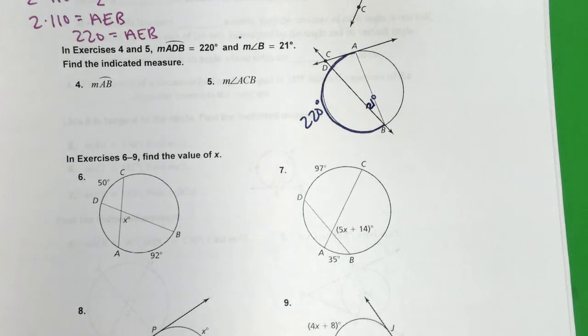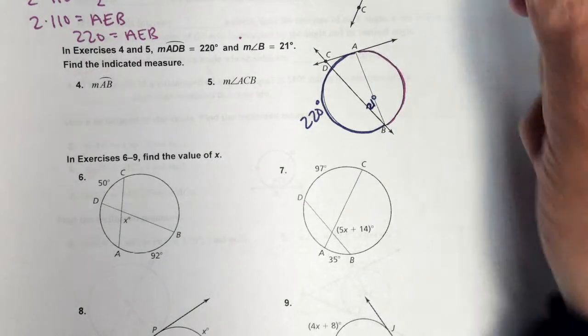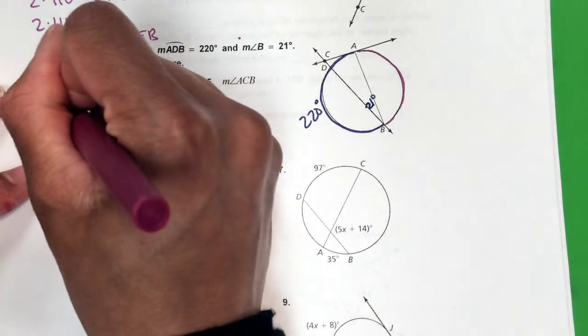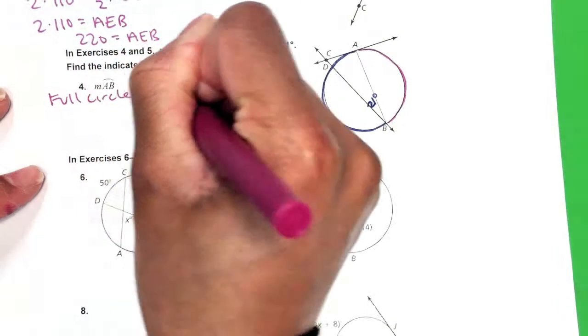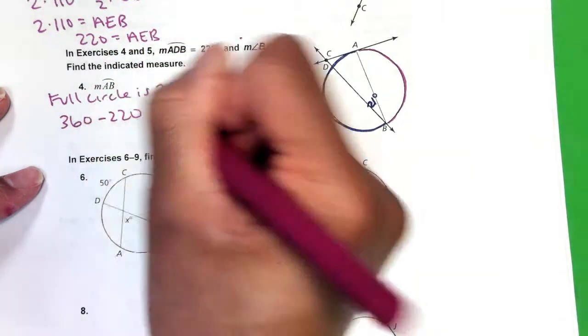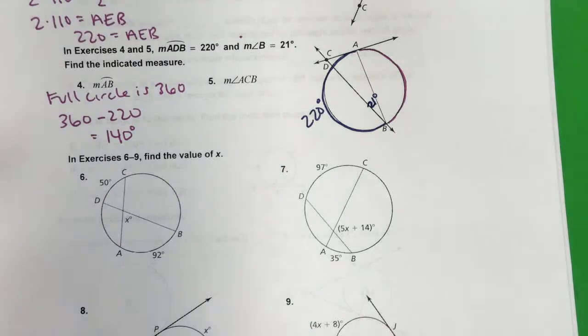And it says find the indicated measure. So number 4, we're trying to find arc AB. So in this case, we know a full circle is going to be 360 degrees. So if I want to find the rest of my arc, all I have to do is subtract, because a full circle is 360. I would take 360 minus 220, and I get 140 degrees.